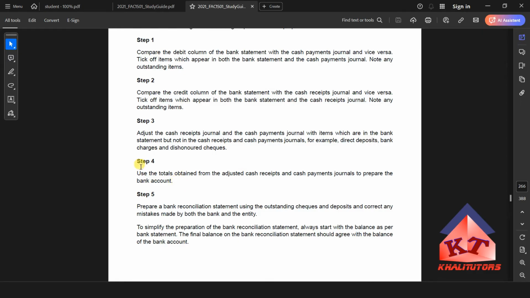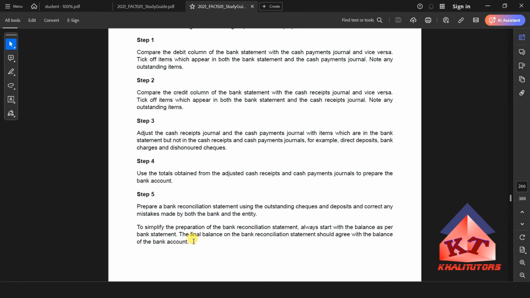Use the totals obtained from the adjusted cash receipts and cash payments journals to prepare the bank account. This bank account here is the bank account in the general ledger. Then prepare a bank reconciliation statement using the outstanding checks and deposits and correct any mistakes made by both the bank and the entity. To simplify the preparation of the bank reconciliation statement, always start with the balance as per bank statement. The final balance on the bank reconciliation statement should agree with the balance of the bank account.